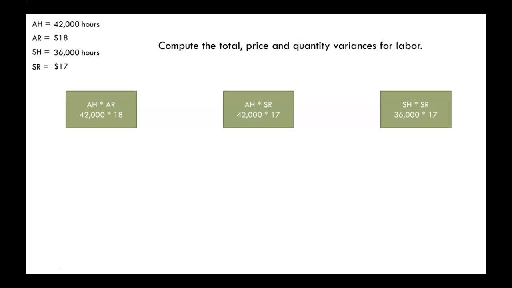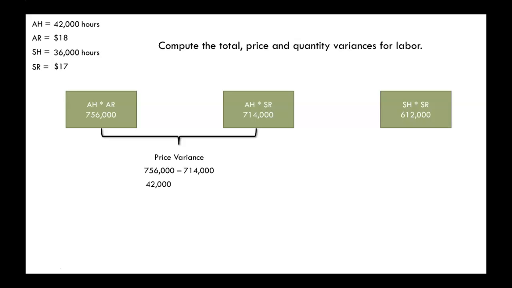So we plug in all of our numbers that we had already found, right? We already know that our actual hours is 42,000. We already know that our actual rate is 18. So we plug those in for each of those, multiply out, and we get our numbers. So looking at our price variance here, actual hours times actual rate came out to be 756,000. Actual hours times standard rate came out to be 714,000. We want to take the difference of those two, and we get this 42,000 amount.